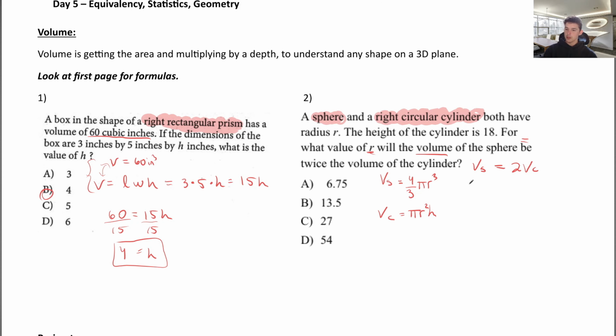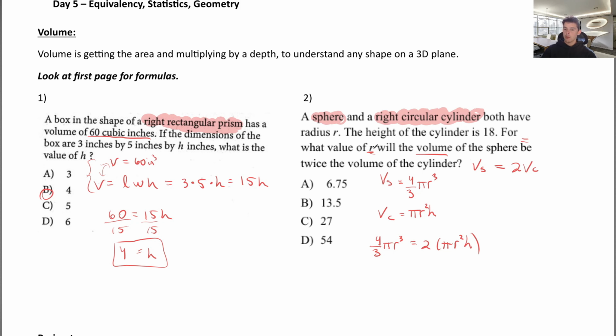So the volume of the sphere, which is 4/3 pi r cubed, equals 2 times the volume of the cylinder, which is pi r squared h. So we've got many steps on this kind of question. First of all, we have to know the volume of a sphere and of a right circular cylinder. Then we have to understand what they're asking.